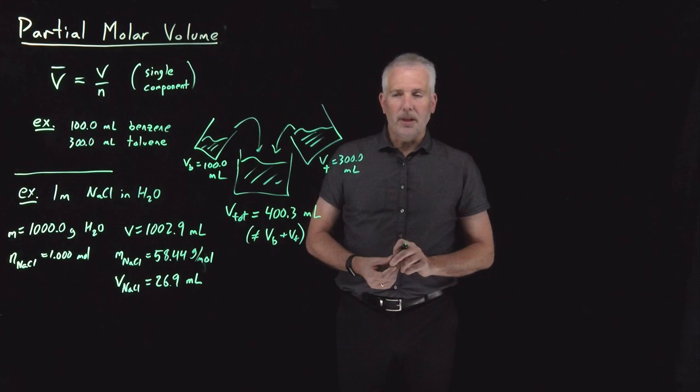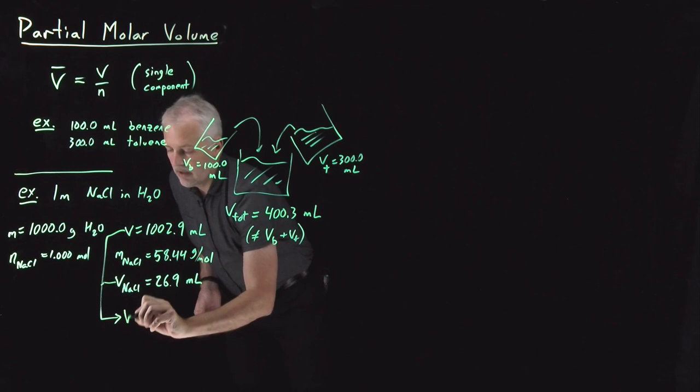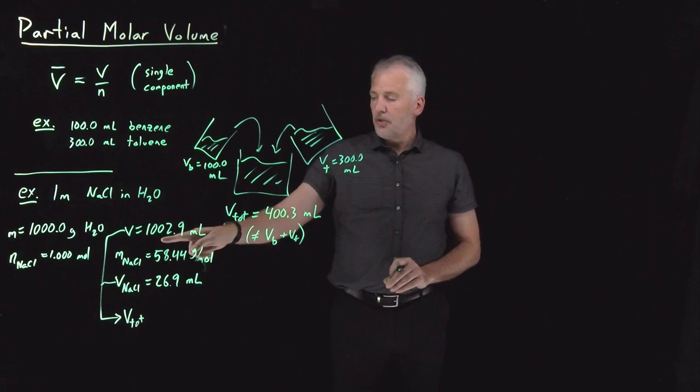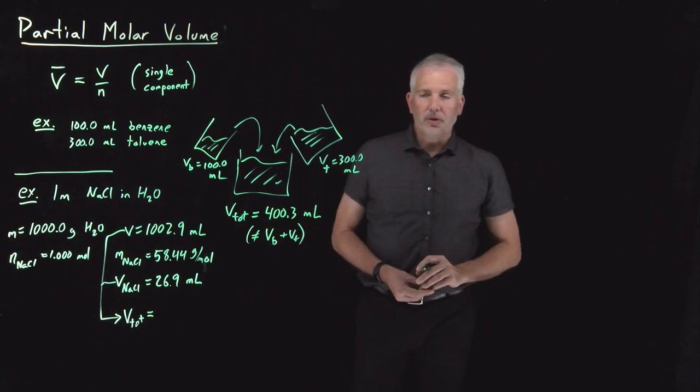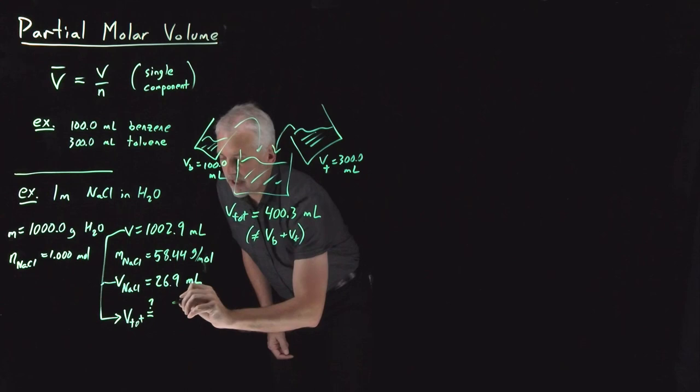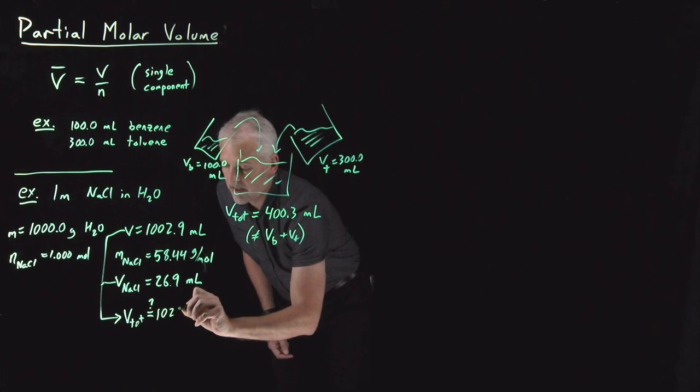When I dissolve a mole, or 26.9 milliliters, of salt into 1,002.9 milliliters of water, the total volume, the solution volume, you might predict would be just adding these two together. As you've probably guessed by now, that's not going to be the right answer. If I add those two numbers together, that's 1,029.8 milliliters.